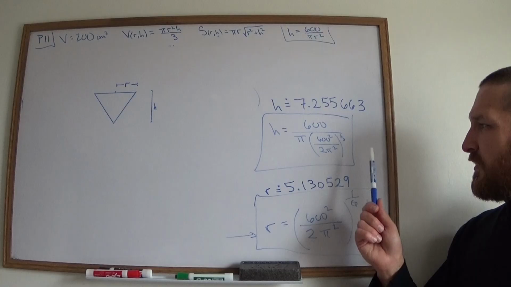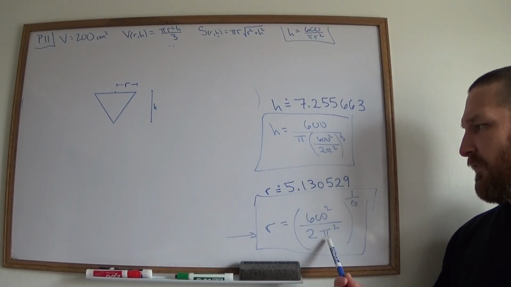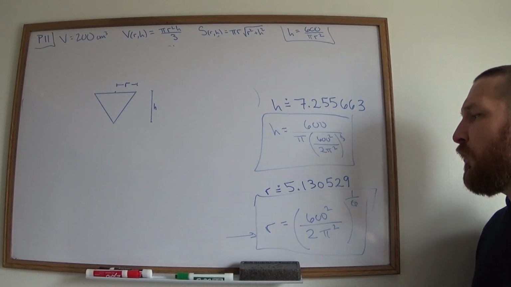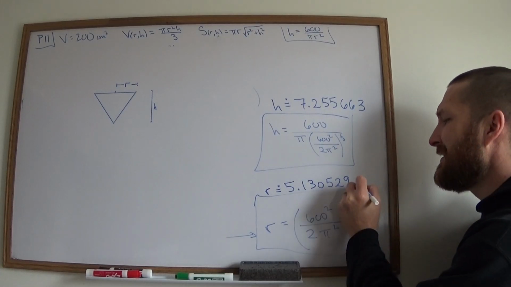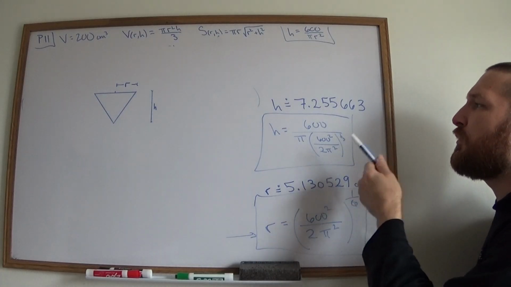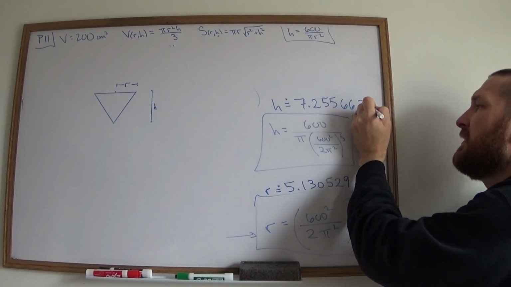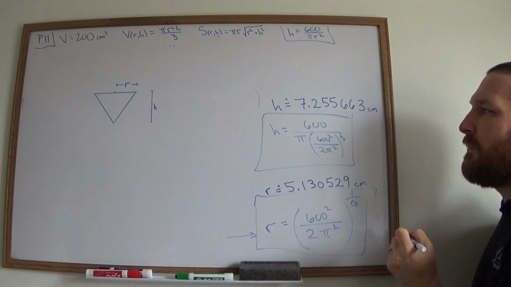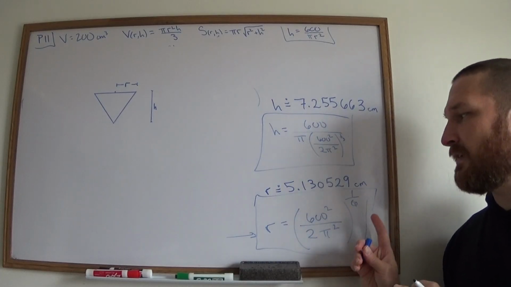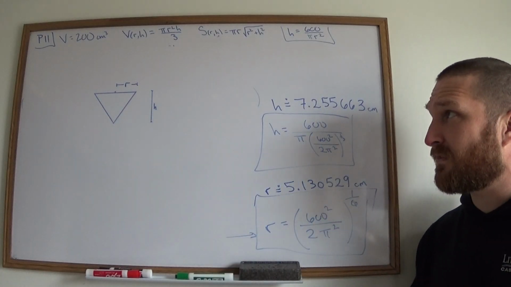Plugging these values into Wolfram Alpha, I got that the radius should be 5.130529 centimeters, and that the height should be 7.255663 centimeters. Now, I'm not concerned with how many of these digits are significant here, because this isn't a chemistry class or a physics class.